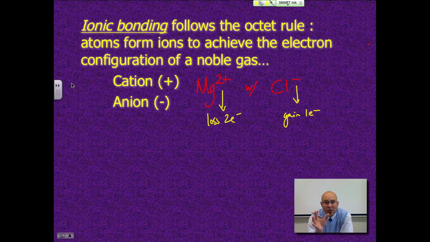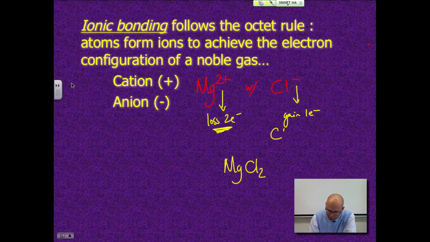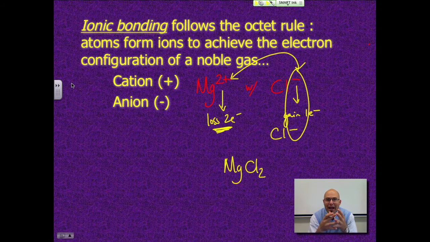When that chlorine gains 1, it's done, it's happy, it's not going to gain any more. But magnesium wants to lose 2. So therefore, that's why you need 2 chlorines, each with a -1, each gaining 1 to match up with that loss of 2 electrons from magnesium. Again, you can think of it as your crisscross method or your least common multiple. But again, ionic bonding follows that octet rule, forming ions to achieve the electron configuration of a noble gas.